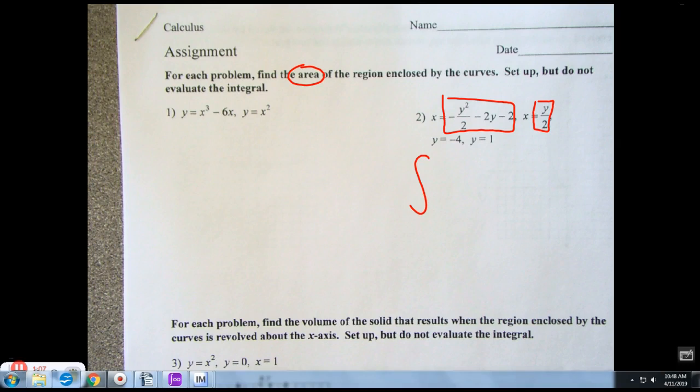Think about, we're doing it in y's. What do y values represent? Left and right or bottom and top? They represent bottom and top. So this is going to be like your bottom and your top. You might have more than one integral.